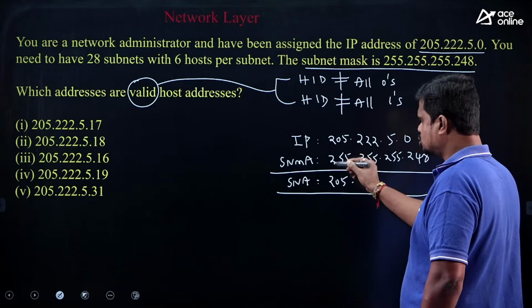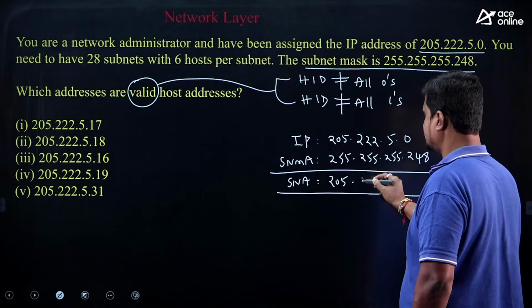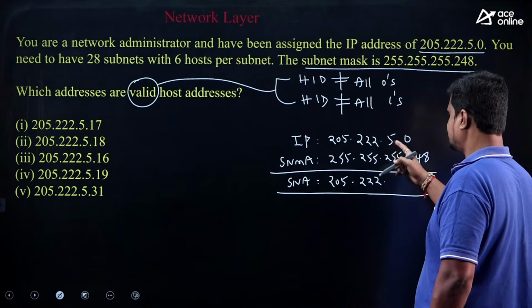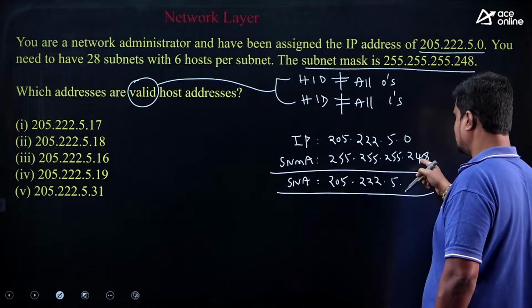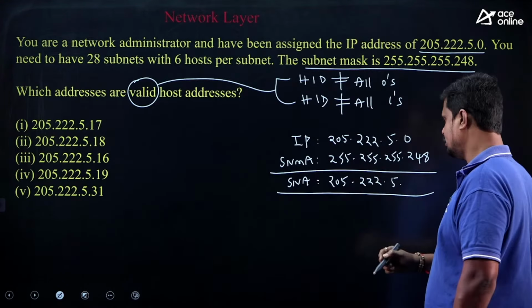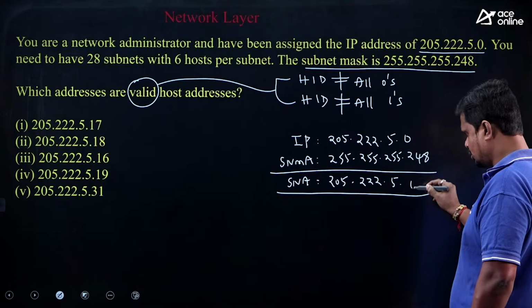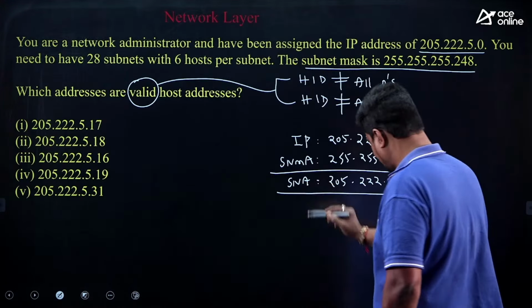Where the mask byte is 255, set the corresponding byte of the IP address to the result. Again the mask byte is 255, set the corresponding byte of the IP address to the result. Again mask byte is 255, same. But this is the mask byte which is neither 0 nor 255, so we should perform the logical AND operation between these two bytes. What is the last byte value you are getting? 0. So this is your subnetwork address.